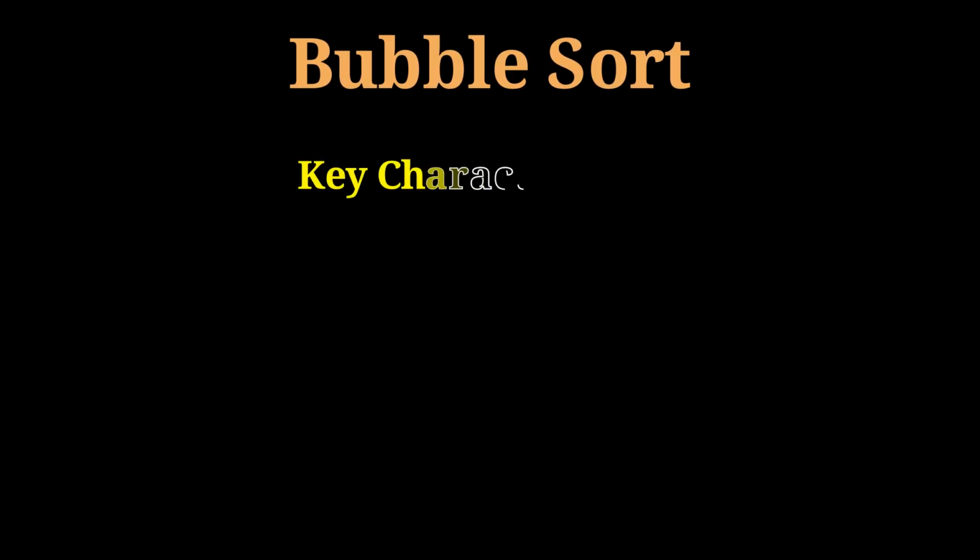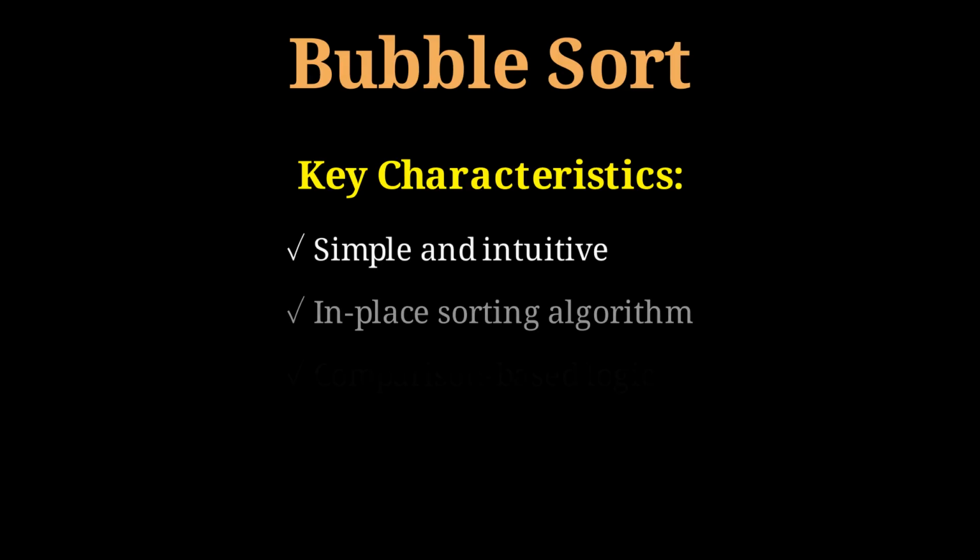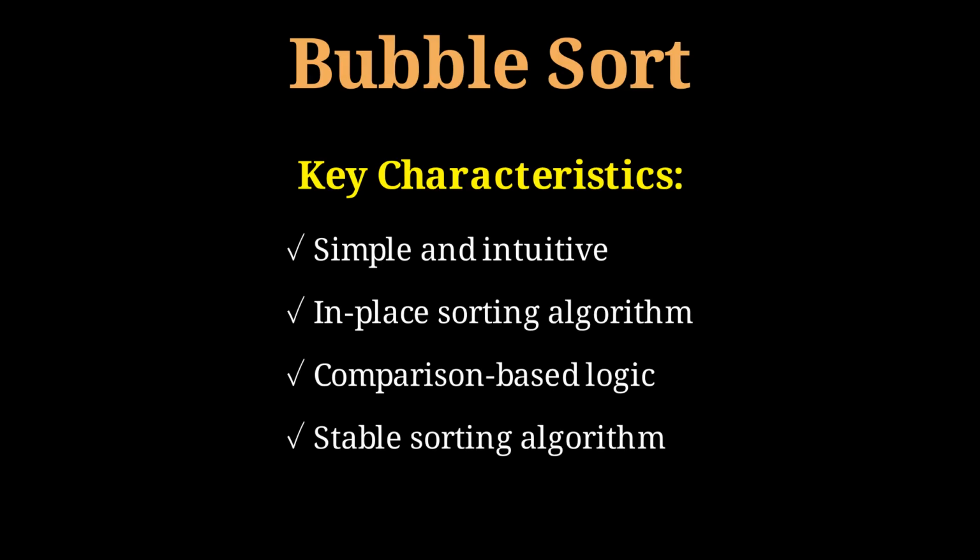Welcome. Today we'll explore bubble sort, one of the most fundamental sorting algorithms in computer science. Bubble sort is known for its simplicity. It's an in-place algorithm, meaning it sorts the data within the original array without requiring extra storage. Most importantly, it's a stable sort, meaning it preserves the relative order of equal elements.